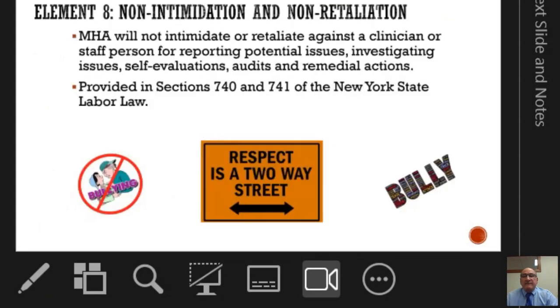Okay. Last but not least, non-intimidation and non-retaliation. MHA will not intimidate or retaliate against a clinician or staff person for reporting a potential issue. Of course not. Why would we do that? We need it. Like I said earlier, we're all in this together to protect the finite resources of the government.